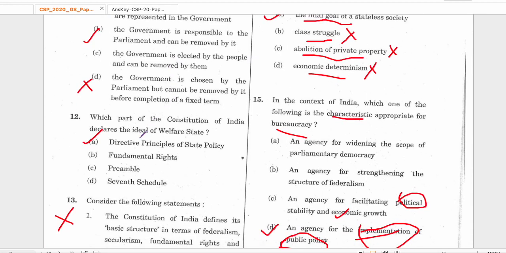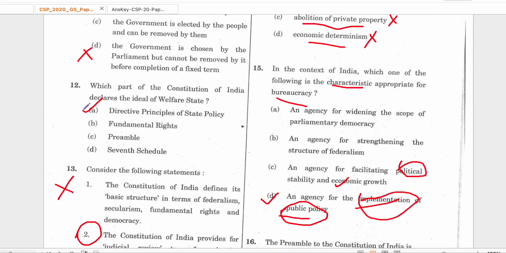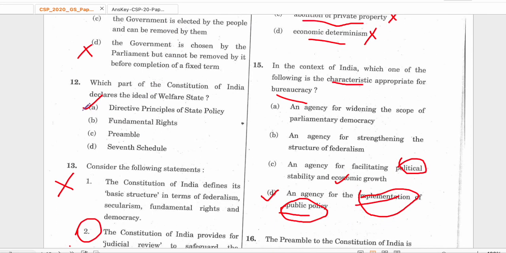This was a straightforward question. Now again question number 12. There was confusion among students with respect to this. Which part of the Constitution of India declares the ideal of welfare state? Okay, welfare state. DPSP, fundamental rights, preamble, 7th schedule.